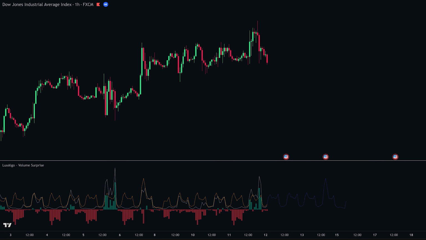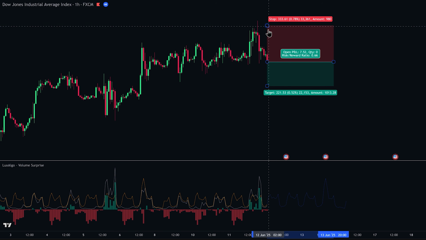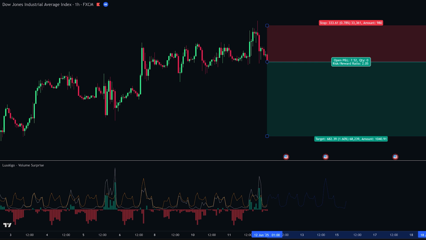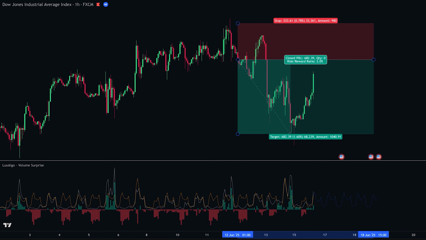If price fails to continue rising and instead prints a long wick or a small indecisive candle, that's your signal that the move might be ending. Wait for a bearish candle close that confirms the reversal. Enter your sell at that candle's close. Set your stop loss above the high of the spike candle and aim for a 1 to 2 or 1 to 3 risk to reward target. As price reverses, you'll notice volume dropping off again, showing that momentum has shifted.